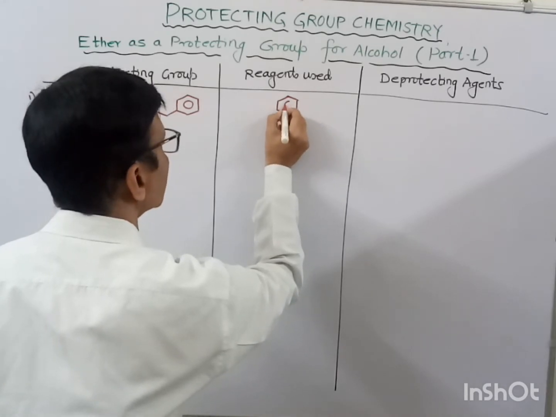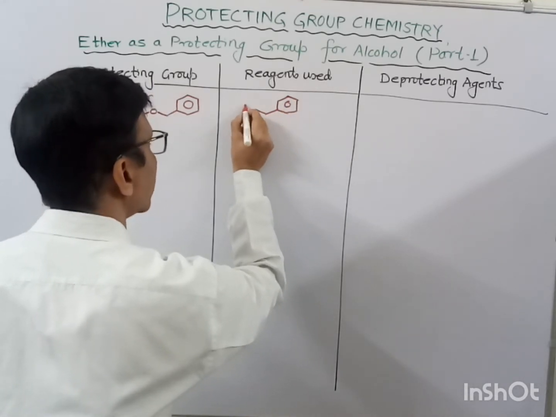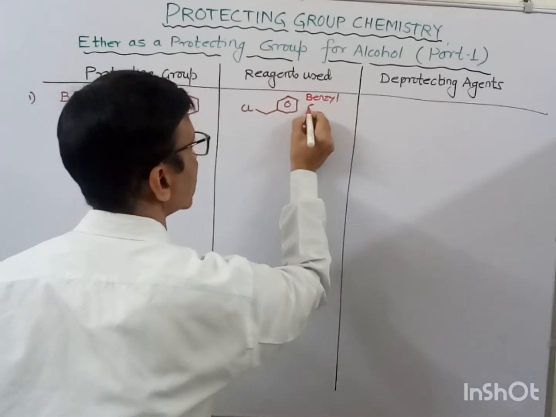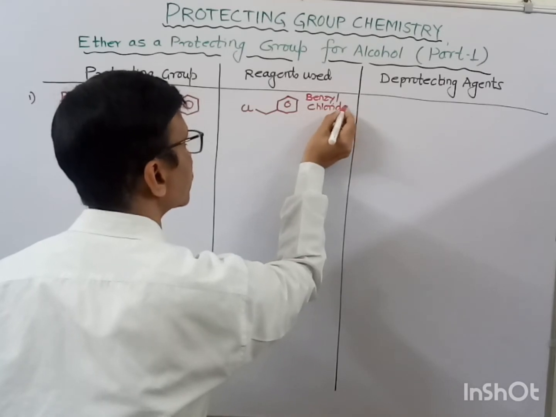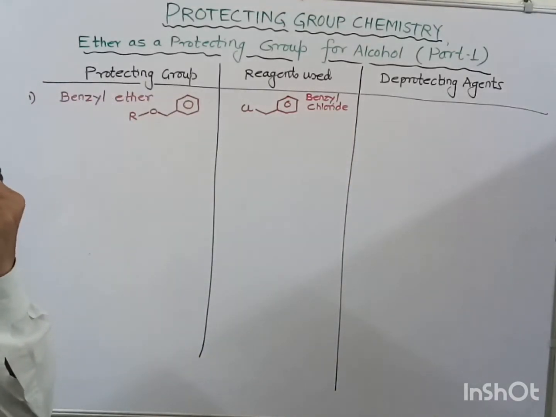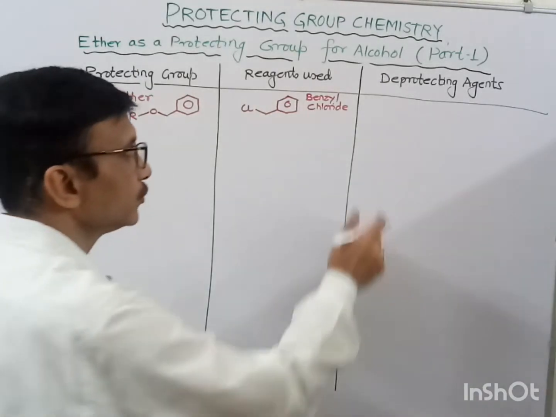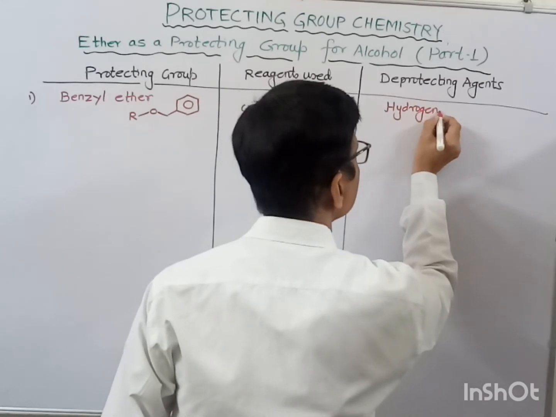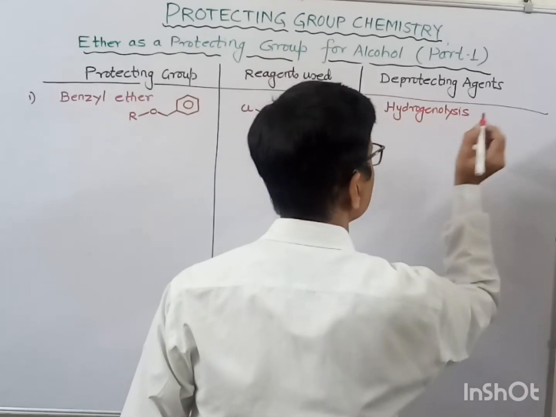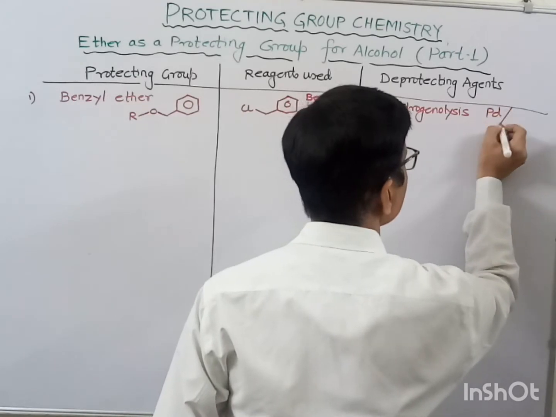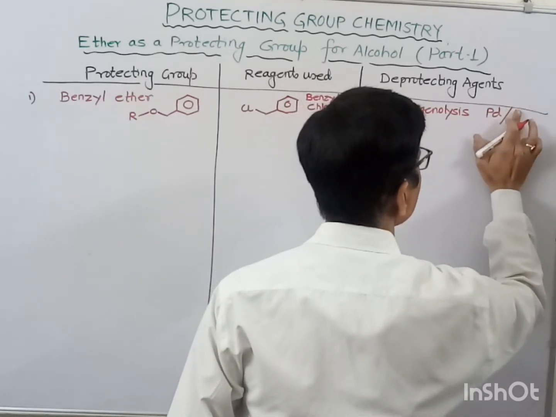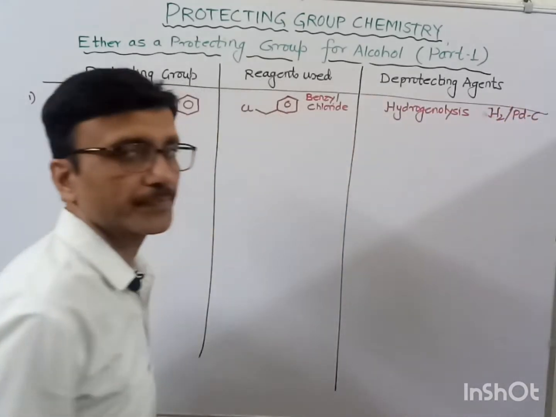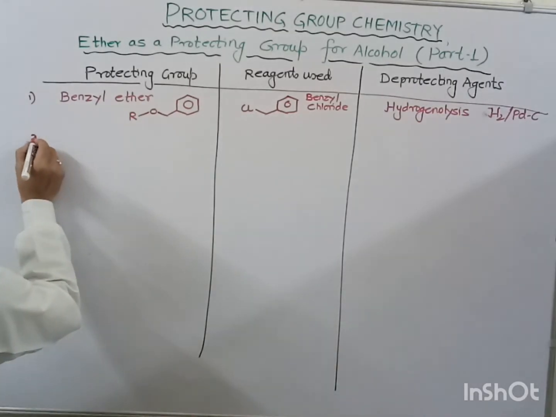We may use benzyl chloride or bromide. Okay, so let me write benzyl chloride. For deprotecting this benzyl ether, we usually do hydrogenolysis, that is, hydrogenolysis with palladium charcoal.